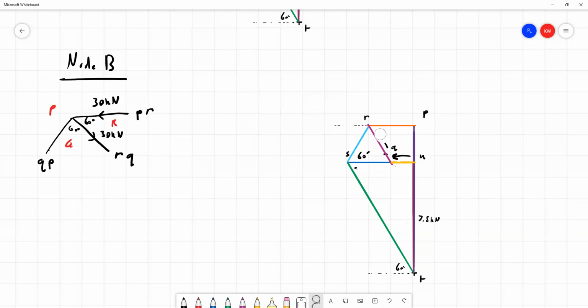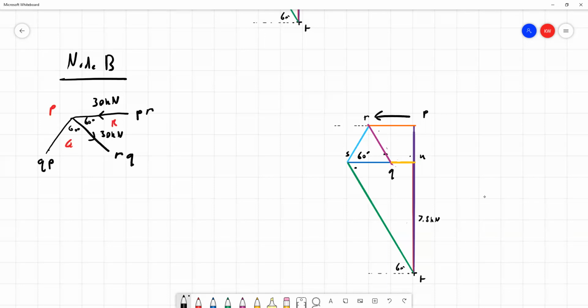That's good enough, as long as we get the arrows off. This is point Q, where the pink and yellow lines meet. And in this diagram, we have two forces already. So we're moving from P to R. We know that already, so we'll draw an arrow here.